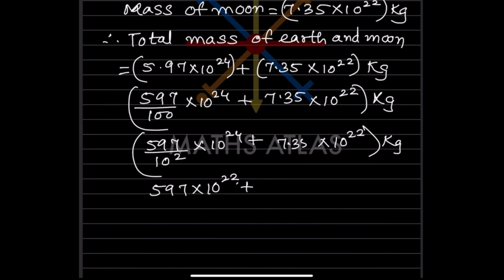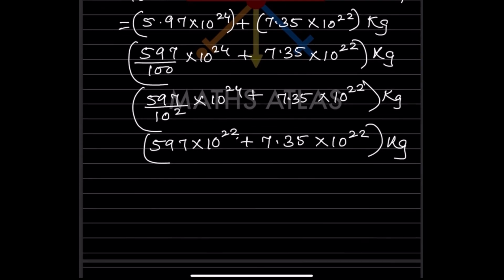Because now why? Because we have here 10 raised to 22, so we can take that as common. Let us keep that as it is, into 10 raised to 22. Now we can see this is the first part, this plus is the separator, and this is the second part. So from these two parts, we can take this common over here.